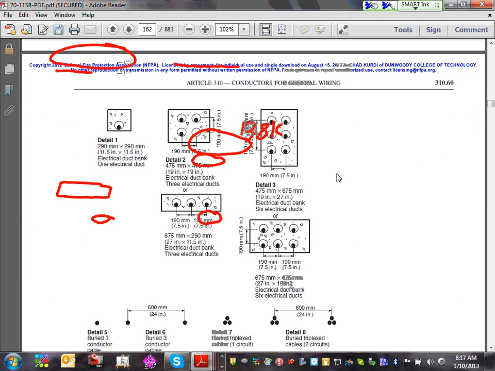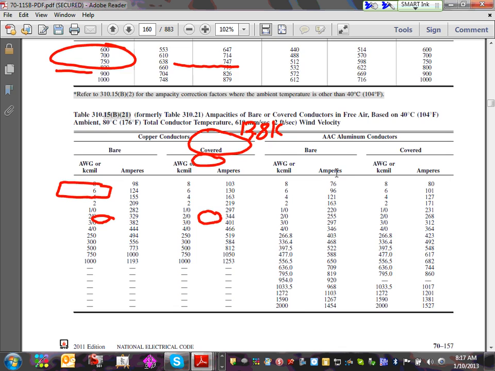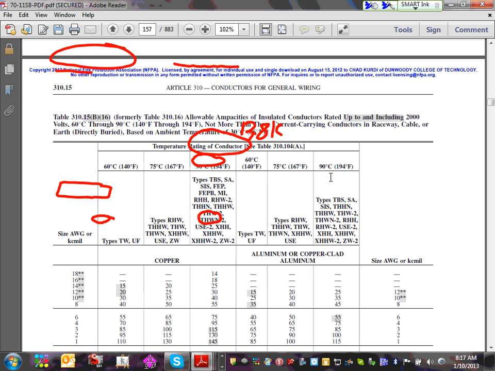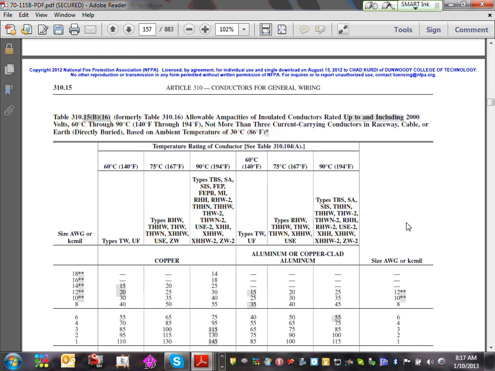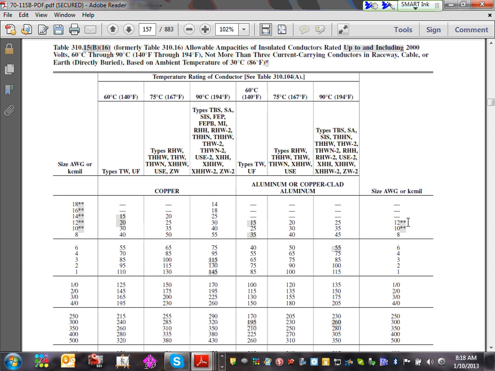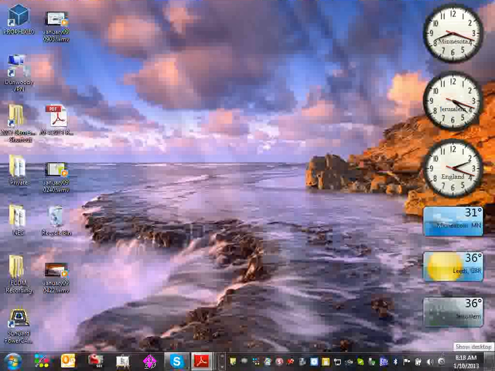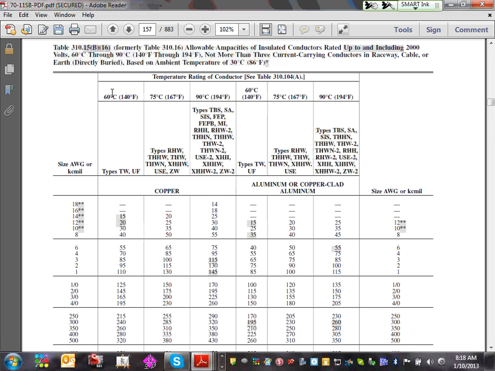Okay, so let's go one more time. Did you guys get 500? Let's go to this table. I'm going to erase this. Here's the table that we're going to highlight, guys, 310.15(B)(16). What were the amps we're looking for? 339. 339 will give me 500. Everybody can see that? Do me a favor, highlight this table. If you haven't done it before, this is the most common table you're going to be using.